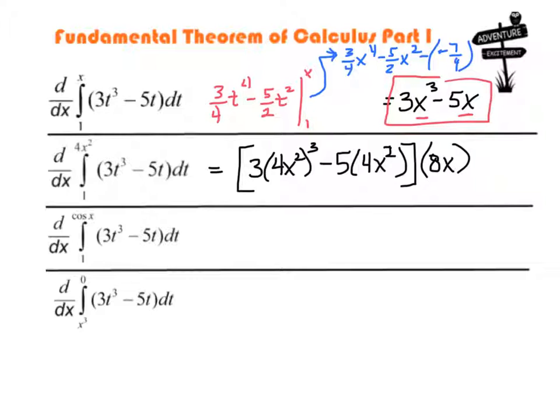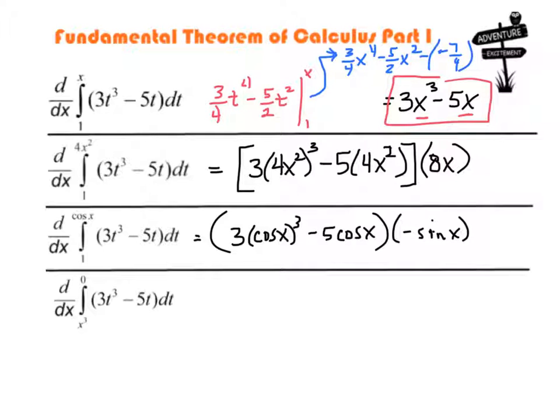Okay, so let's keep going. We're going to have 3 multiplied by cosine of x cubed minus 5 times cosine of x. And then we multiply by the derivative of cosine, which is negative sine.